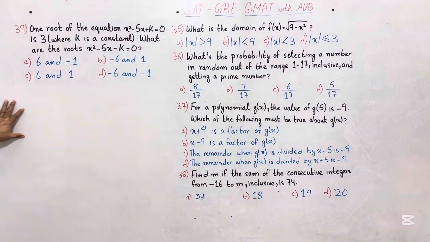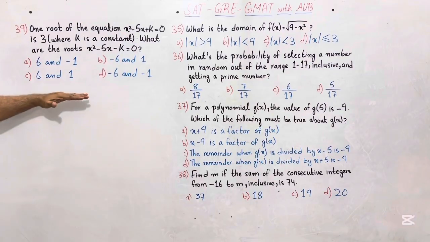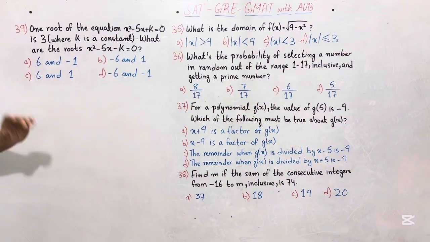Let me make some space for myself. We are starting from 39 instead of 35. We solve this, erase this and get along.